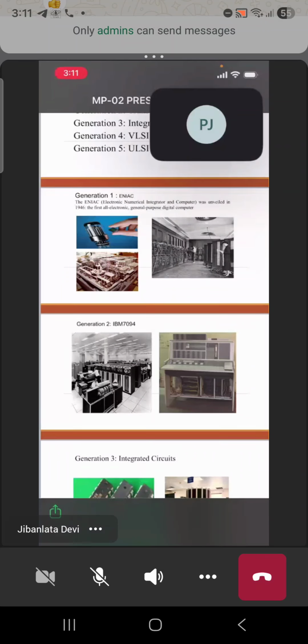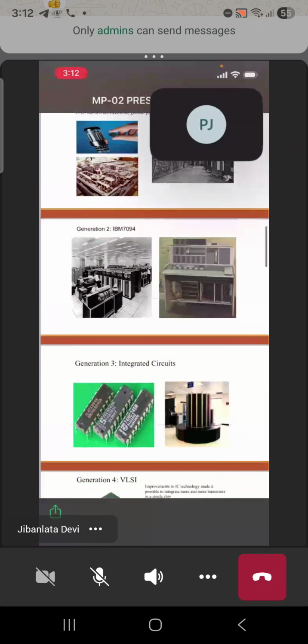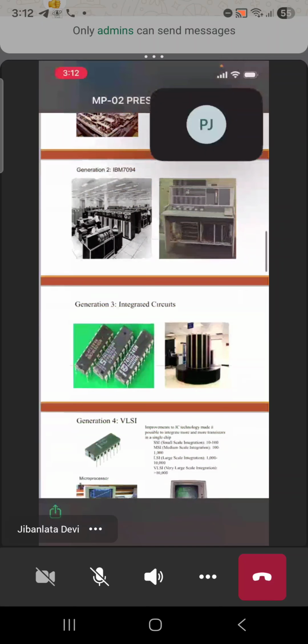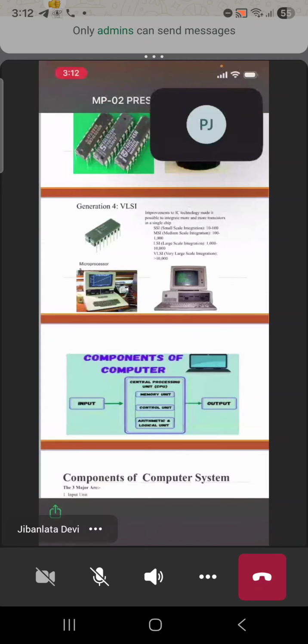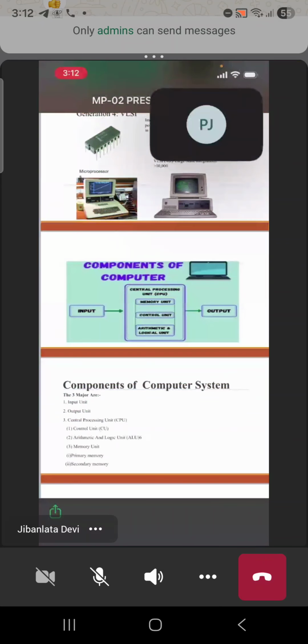So these are some pictures. Generation 1, ENIAC, Electronic Numerical Integrator and Computer, was unveiled in 1946, the first all-electronic general purpose digital computer. This is a picture of the second generation, the third generation, which has integrated circuits, the fourth one, and the fifth one is AI.